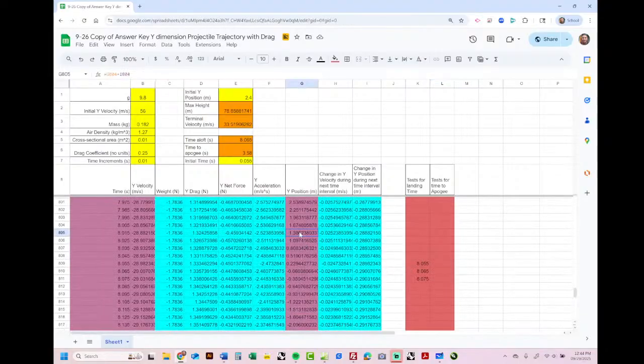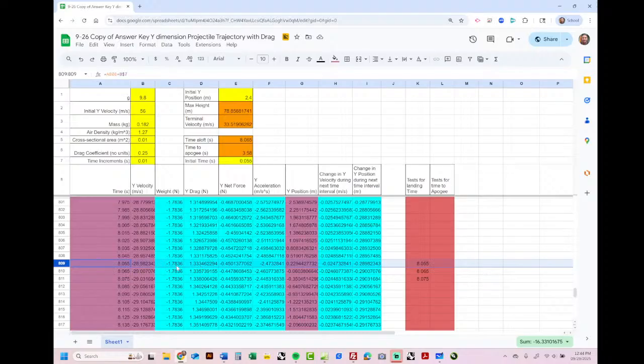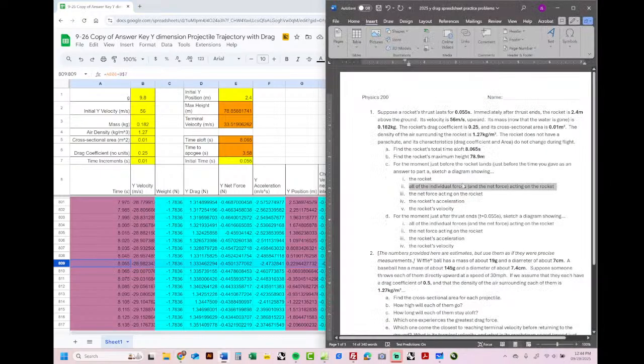There. So here the y position is 1.38, here it's 0.22, here it's negative. So right here, this is what I want. I want row 809. At that moment, the weight is 1.7836 downward, and the weight never changes. The drag is 1.33. So let me put that into my answers. 1.78 and 1.33. Oh, no, I need to put it on my drawing.